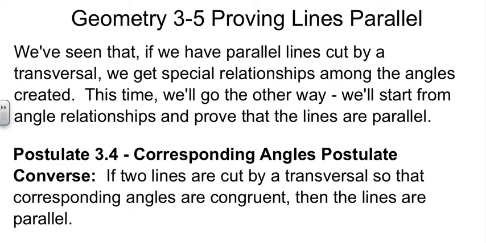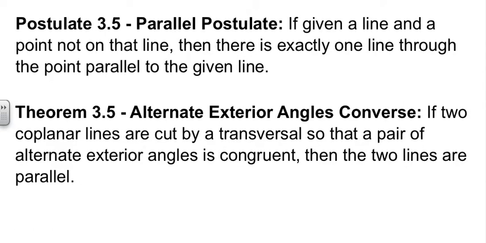Remember back on the other one we said if two parallel lines are cut by a transversal, then corresponding angles are congruent. Now we're saying if the corresponding angles are congruent, that means the lines are parallel. So we're going the opposite direction. We're starting from knowing that the angles were congruent, and that means the lines are parallel. Now that one's a postulate, so we don't get to prove that. I know, breaks your heart.